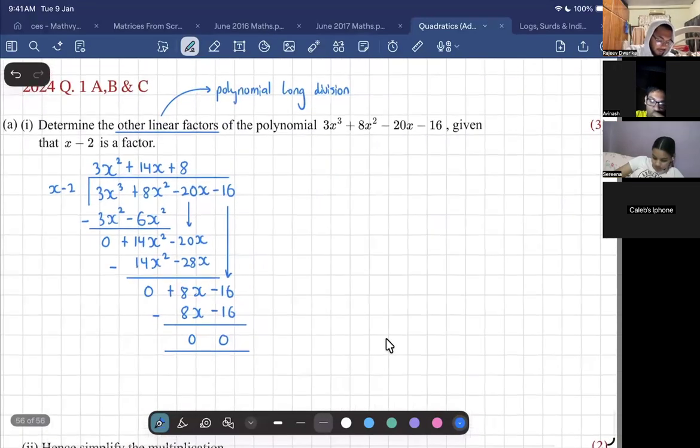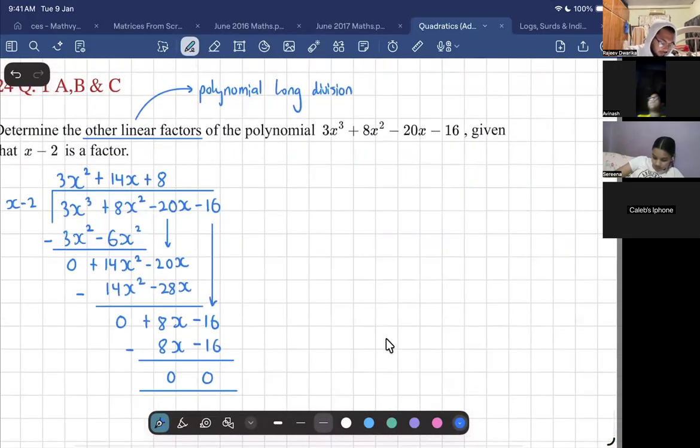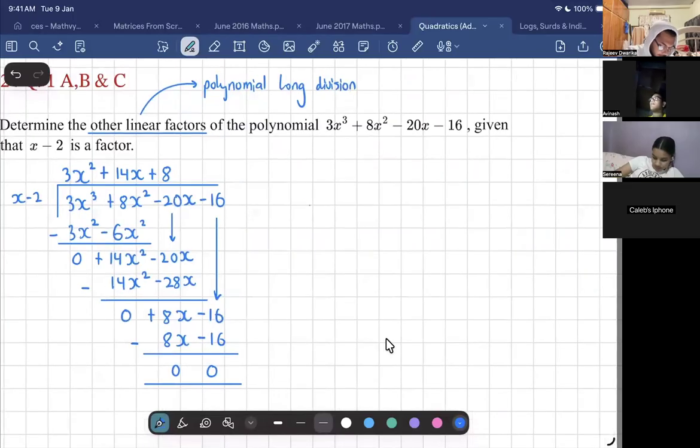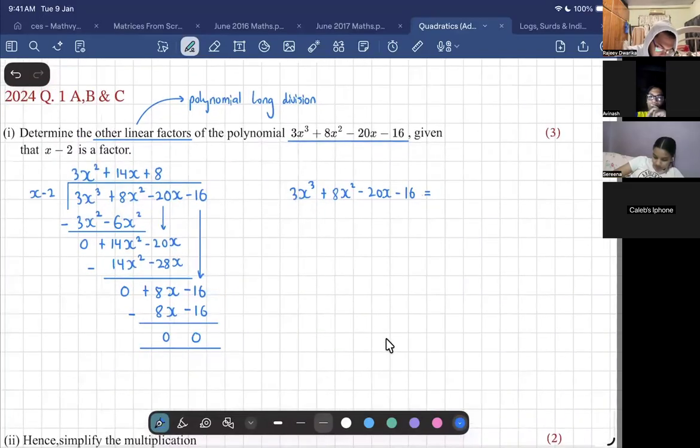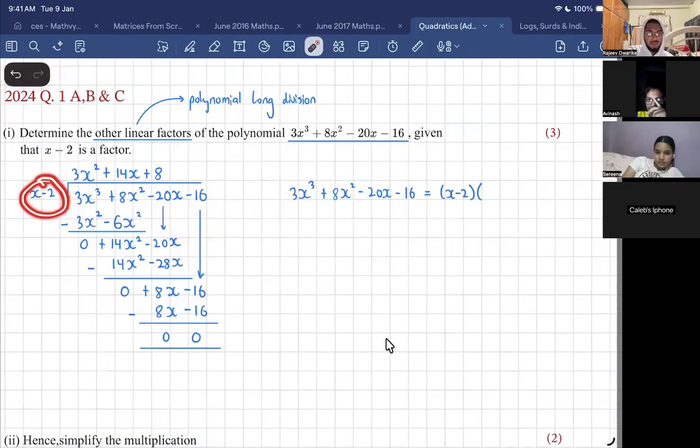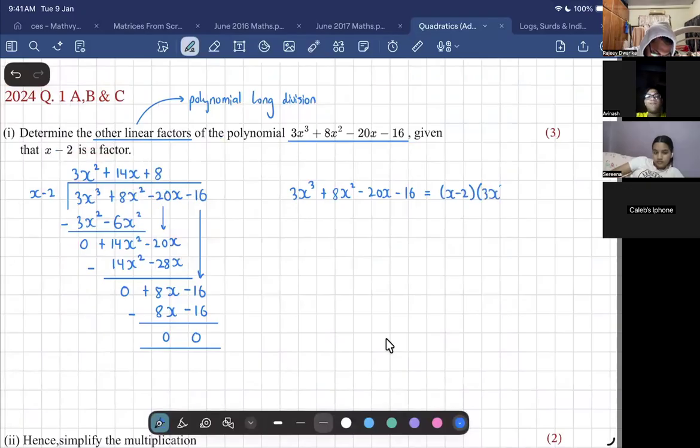So, guys, in other words, if I had a function, well, this is the function, right? Another way I could write that, 3x cubed plus 8x squared minus 20x minus 16, could be written as x minus 2 multiplied by what? By 3x squared plus 14x plus 8. Serena, you okay with that?